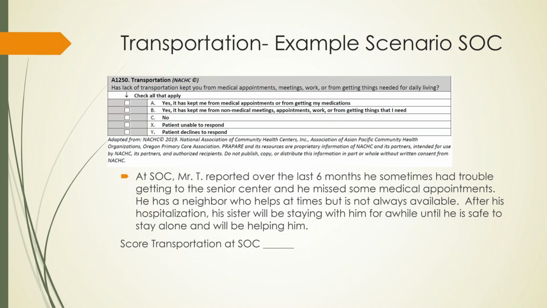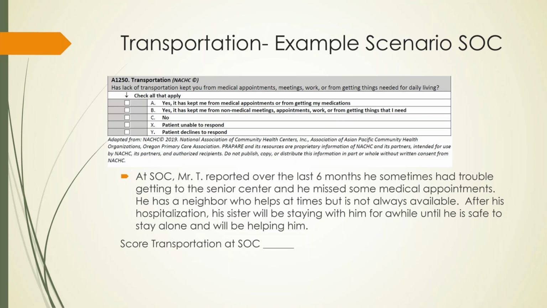Anybody? A. Right? A and B, right? He has trouble with medical appointments, and he also had trouble getting to the senior center. So it's going to be A and B.